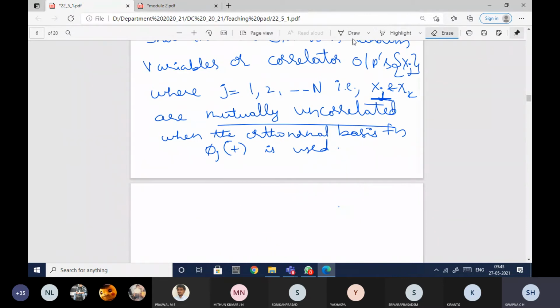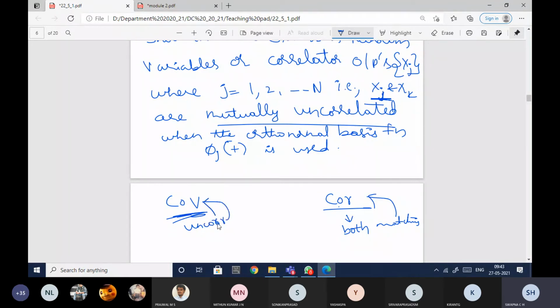So I need to find the covariance here. Covariance is a statistical method which tells how much two variables change with each other. They should not be similar, right? You may ask me, ma'am, when do we use correlation and when do we use covariance? Correlation tells us how much both signals are matching with each other. How much they are uncorrelated, not matching, that parameter will be given by covariance. So here we'll try to find the covariance.